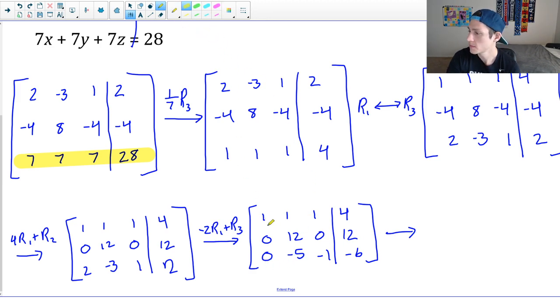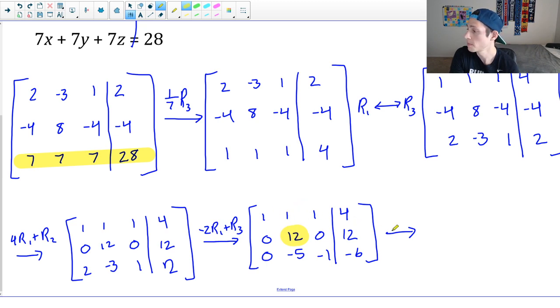All right, so our first really large goal has been accomplished now. Not only did we get a 1 in the top left corner, we cleared everything below it, so we have zeros below it. So now the next step is, how can I turn this into a 1?